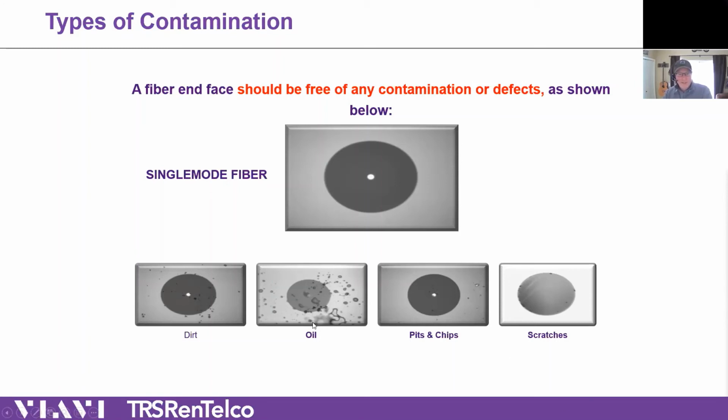Oil, on the other hand, is interesting because it's oil. So where does it come from? Honestly, it comes from your thumb usually. So you grab your connector and you accidentally rub your thumb across it, or you scratch something if you really don't know how to take care of fiber. But body oil is what gets on the tip of the fiber.